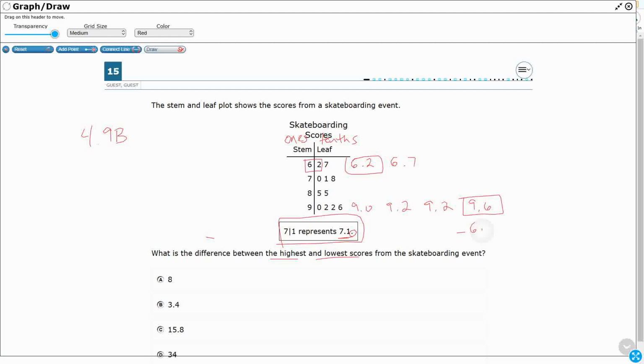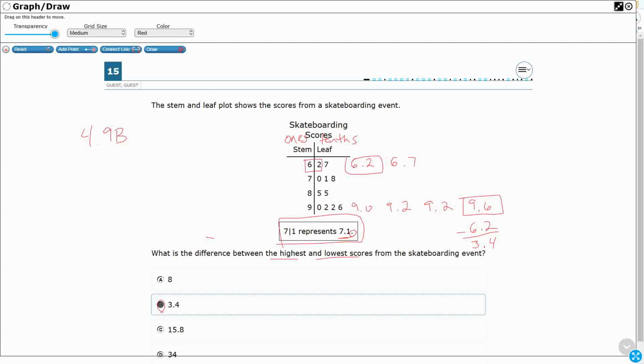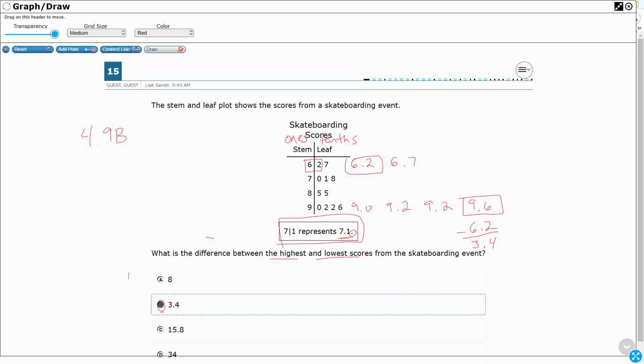9.6 minus 6.2 is 3 and 4/10, 3.4. So my answer here is B. Now, how did we do across the state? Well, we had 10% of our students choose A. That's just subtracting the greatest and the least digits in the leaf. So if you wanted to subtract 8 minus 0, you would get 8. Obviously, our correct answer there is B.